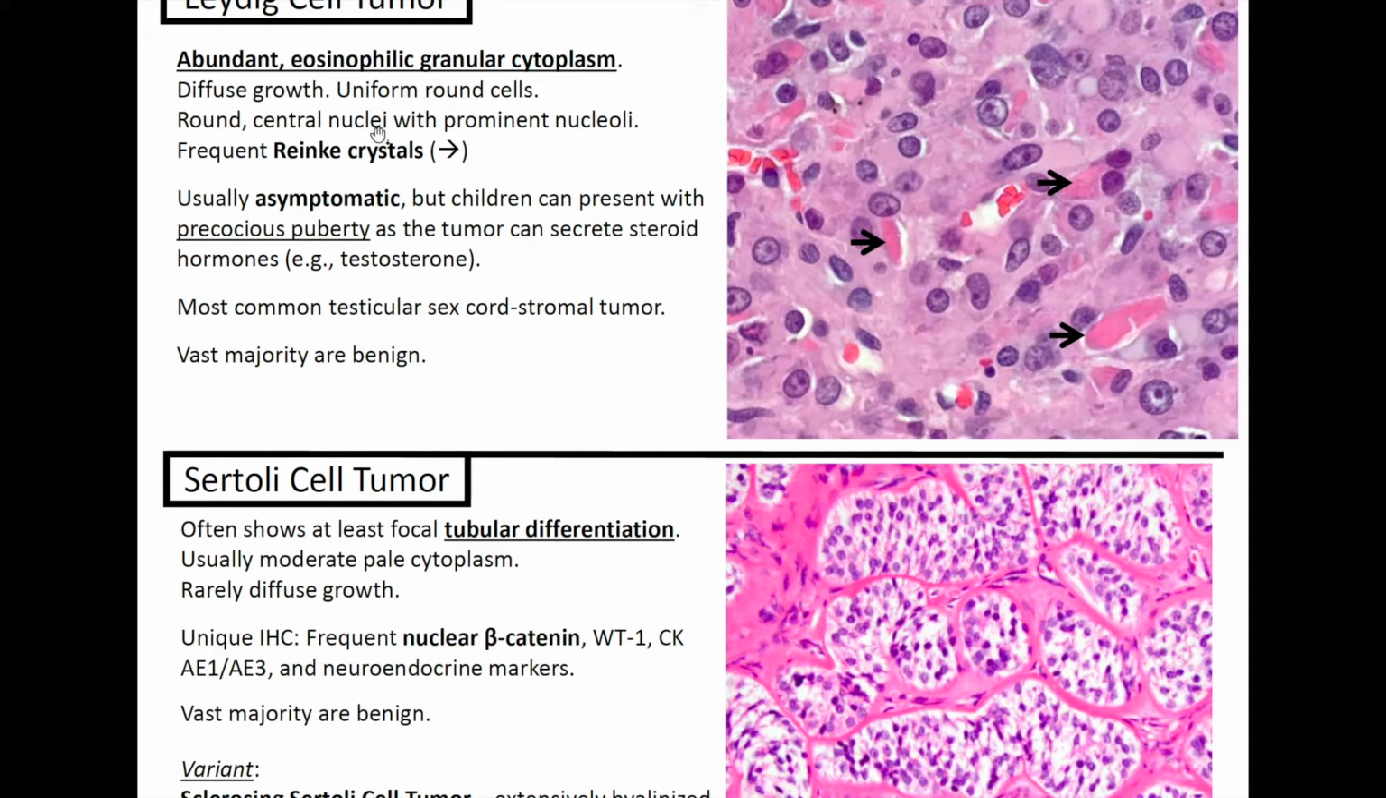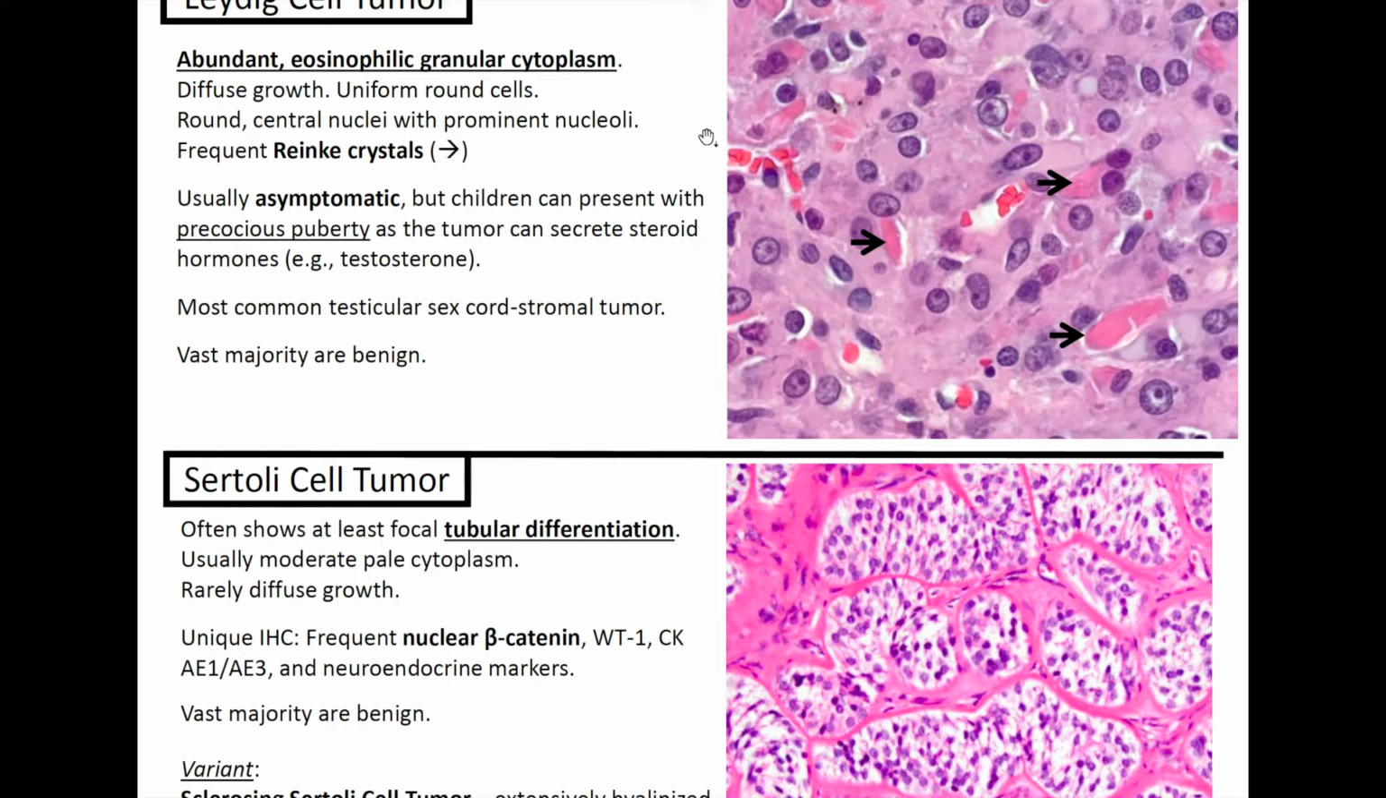These are usually asymptomatic, but children can present with precocious puberty as the tumor can secrete steroid hormones, testosterone. And that's because the Leydig cells are the cells in the testicle that produce androgens or testosterone. The way I remember that, I think of lions, and lions have their manes, which is a secondary sexual characteristic for lions, likely in the males, caused from production of testosterone. So I think of Leydig cell, lions. Those are the types of cells that produce testosterone.